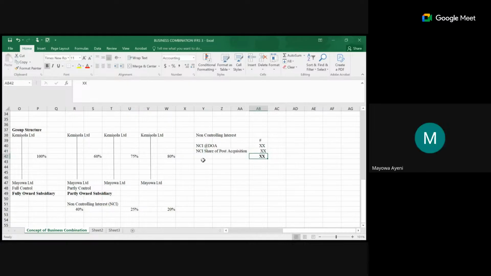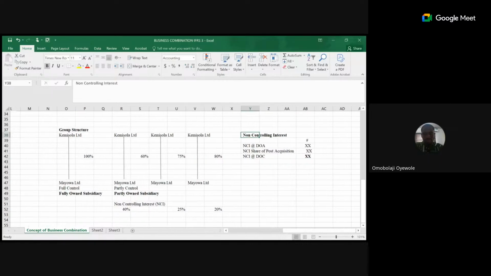So this NCI at DOC, date of consolidation. So these are to calculate for NCI. Anytime we are calculating for NCI, this is how to measure NCI in the group structure. So we say NCI as at DOA, plus NCI share of post acquisition, will give us NCI at date of consolidation.